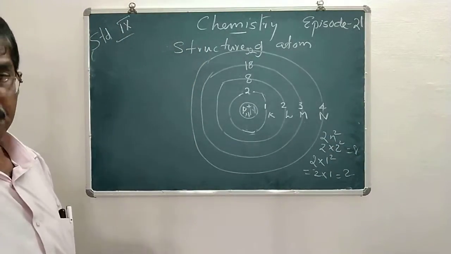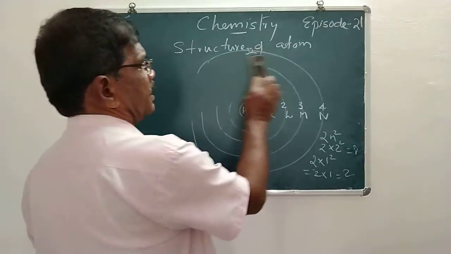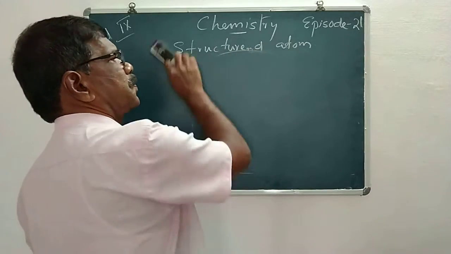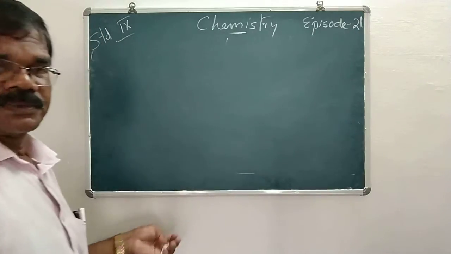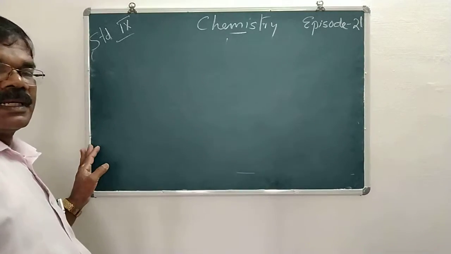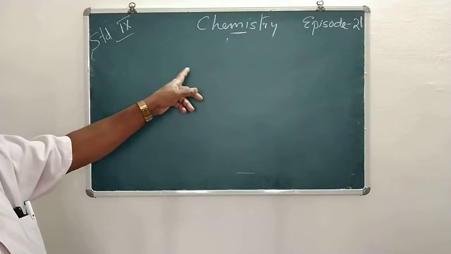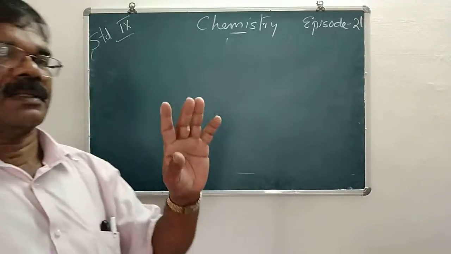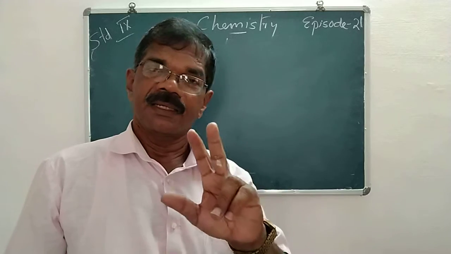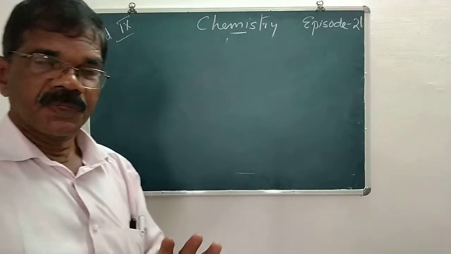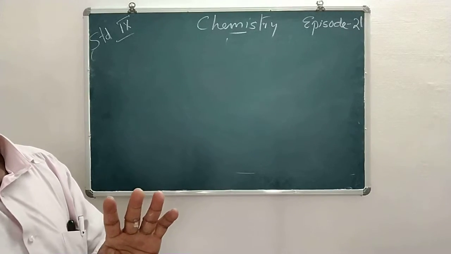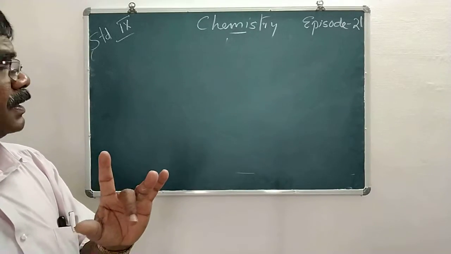So, this is the most important thing. You have to learn how to write the electron configuration of atoms. You have to learn 3 things: atomic number, mass number, and electron configuration. While you are writing the symbol, you have to note these 2 things.